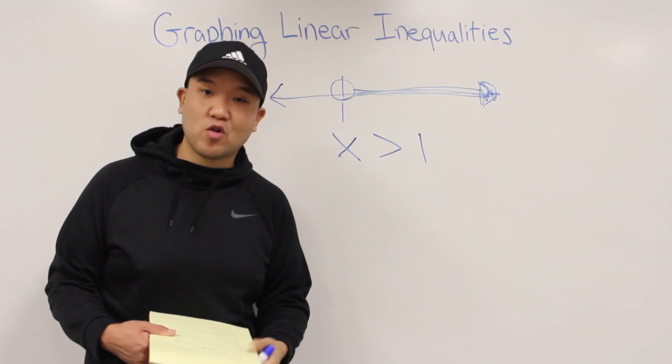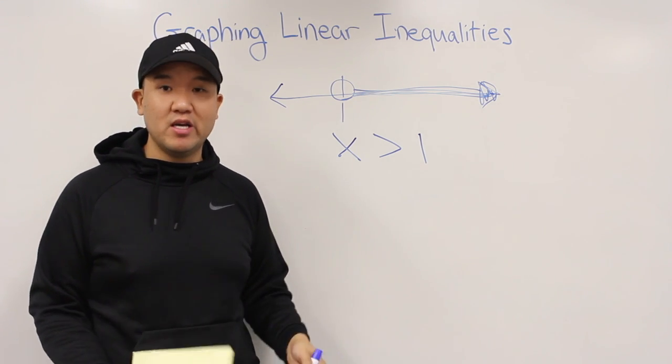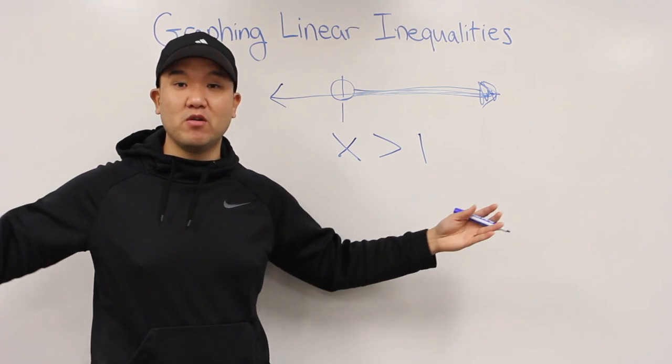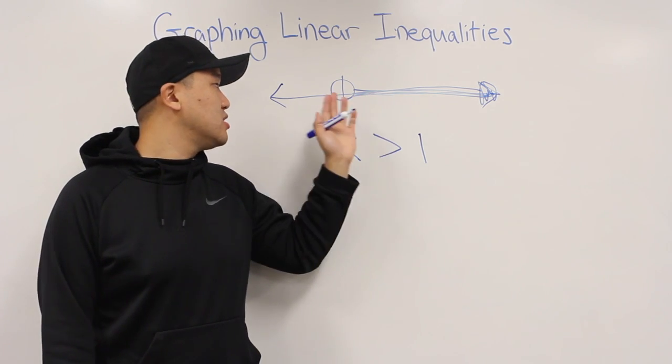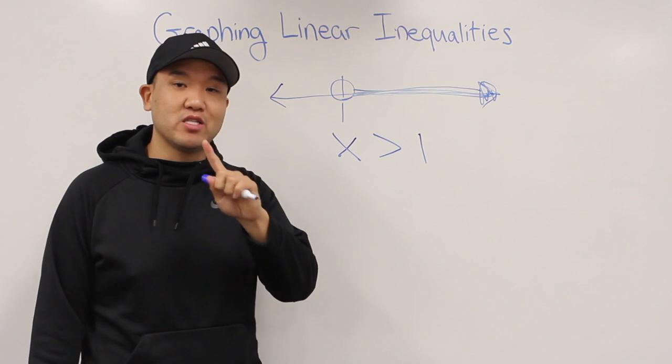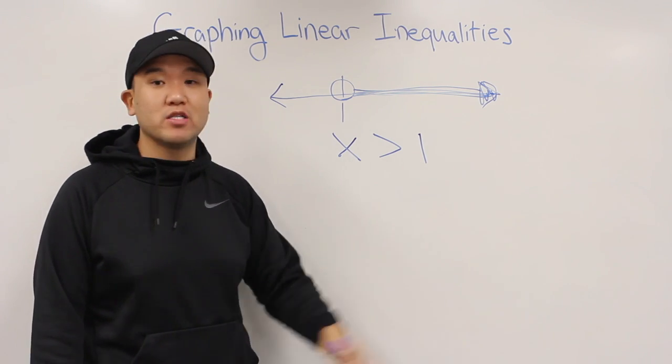Alright, and then we just shade whichever region we're talking about. The difference between inequalities and an equation is what? An inequality has a vast number of different values, you have a lot of solutions, versus an equation which is just one answer. So for example, x equals 1 just means you have one answer.